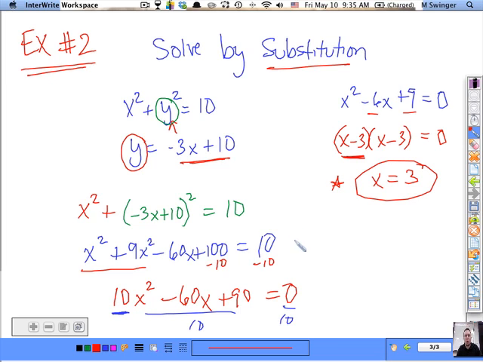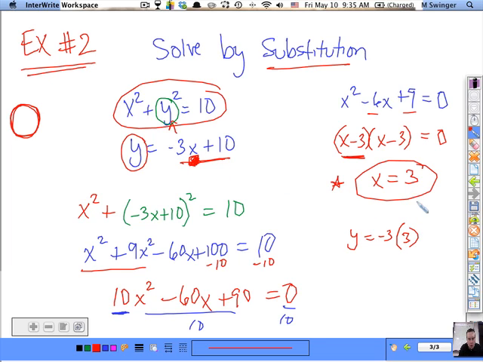What are we trying to find? We're trying to find a coordinate. Where do these two things meet? What is this thing? This is a circle, right? So we got a circle, and what is this? We have a line. So if we plug in 3 into our equation up here, let's put it here. It'll be easier, right? y equals negative 3 times x, which is now 3, plus 10. So y equals negative 9 plus 10, which is 1. So x is 3, y is 1. Put them together, got your answer.